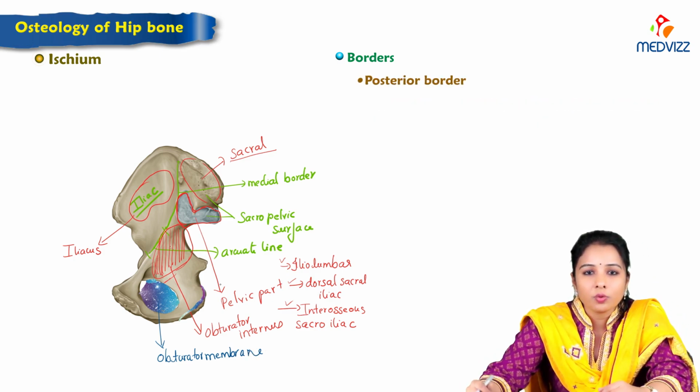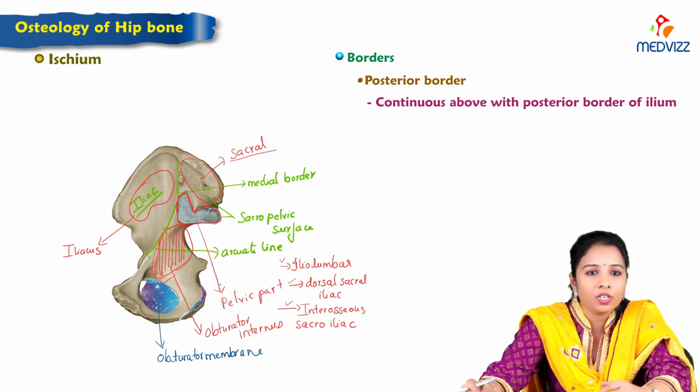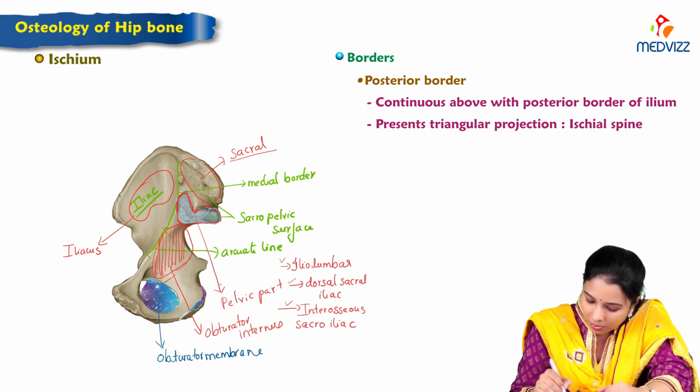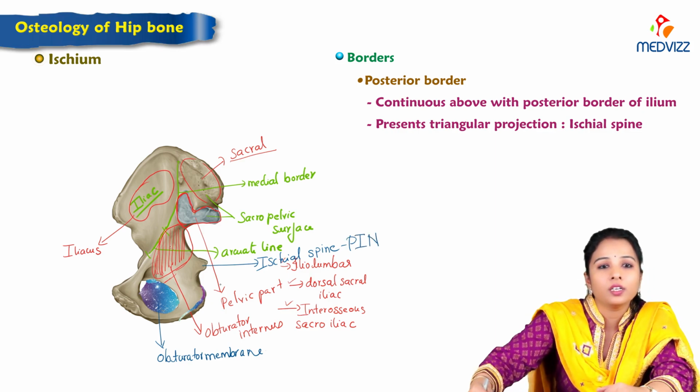The posterior border of the ischium is continuous with the posterior border of the ilium, and it presents a triangular projection called the ischial spine. So this is the ischial spine, which is related to important structures: the pudendal nerve, internal pudendal vessels and nerve to obturator internus.